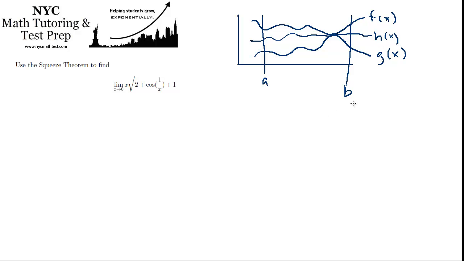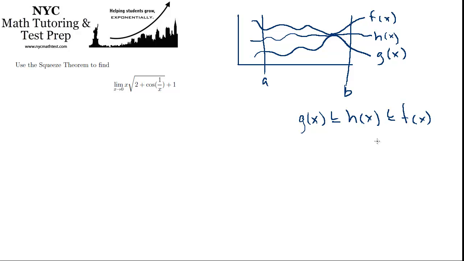So the idea here is that g of x, the smallest one, is always less than or equal to h of x, which is always less than or equal to f of x. In other words, h is always between g and f, or equal to. So at this point, we suspect that h is equal to f and g because f and g are the same. And if h is going to be between them, h must be the same as well. And that's the idea behind the squeeze theorem.